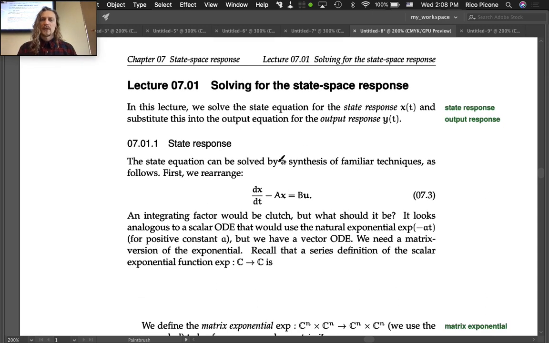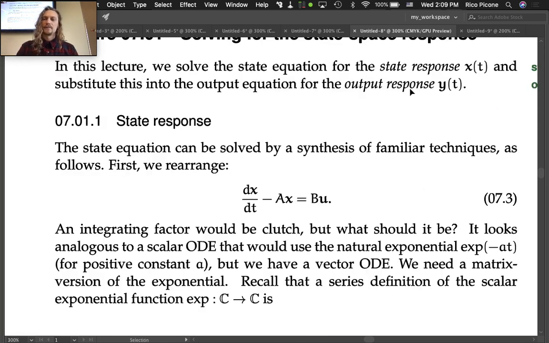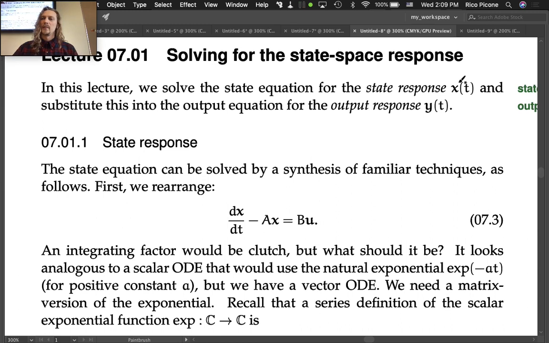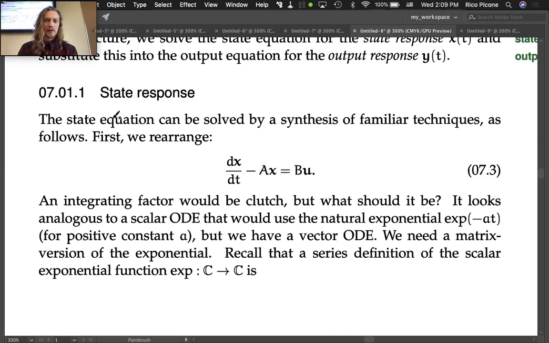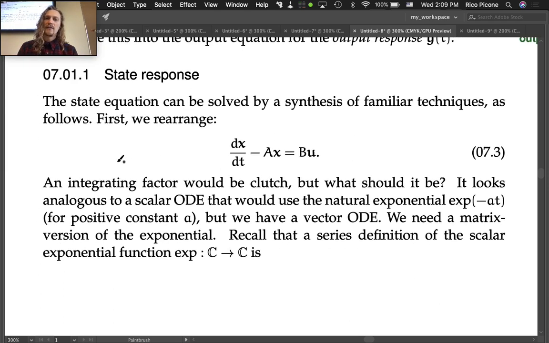So we're going to solve the state equation for the state response x of t. That'll be the first thing we're solving for, and substitute this into the output equation for the output response y of t. So once we have x, y sort of comes along for free. So the focus is to solve the state equation, the differential equation. The state equation can be solved by a synthesis of familiar techniques as follows.